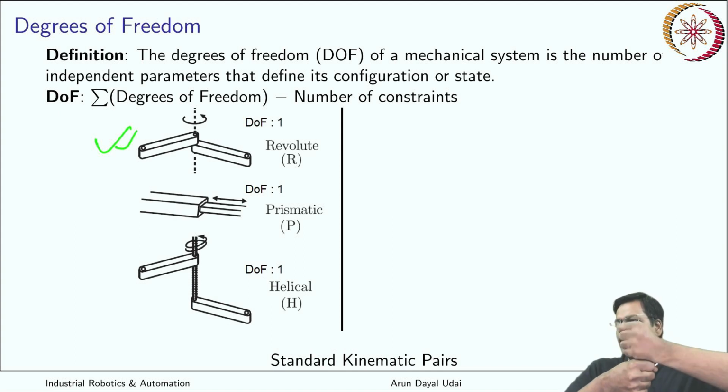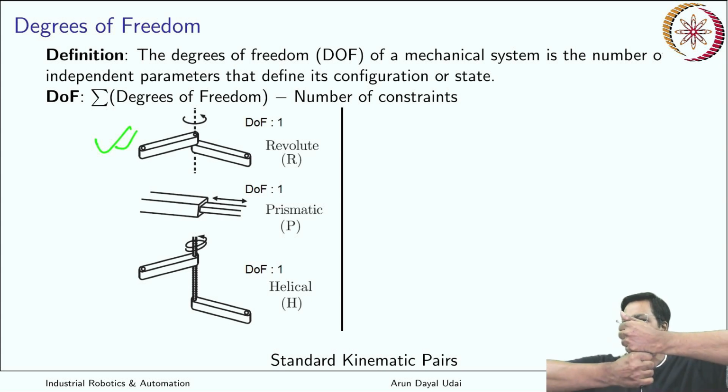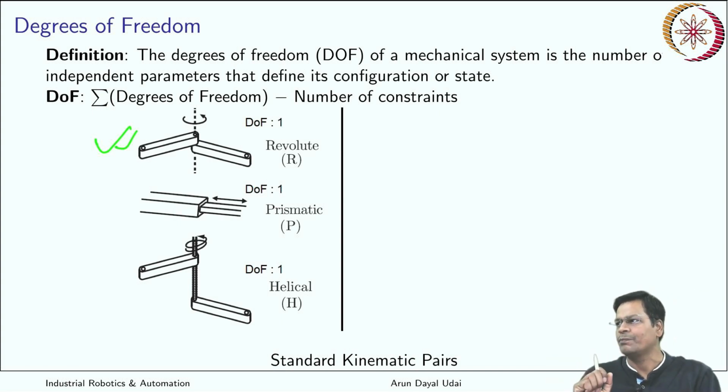So the body which comes next, which has initially 6 degrees of freedom, has 6 minus 5, that is a 1 degree of freedom system. And this joint can be defined by defining that particular remaining 1 degree of freedom. If you can define the angle between the first link and the second link, you have fully defined this mechanical system. So the number of independent parameters, as it said in the definition also, that define the configuration or state of the mechanical system, that is what degrees of freedom is.